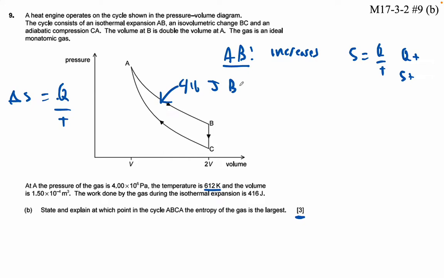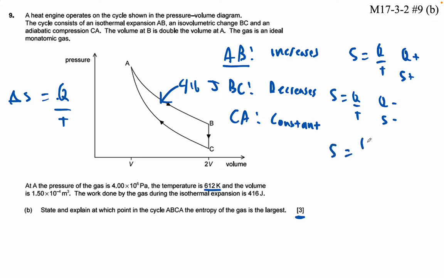From B to C, okay, heat flows out, so the entropy decreases. The entropy decreases from B to C, and the reason for this is that S is Q over T, and if you recall, Q is negative. So therefore S is negative, right? Okay, and then from C to A, the entropy is constant. And the reason for this is that S is Q over T and Q is 0.